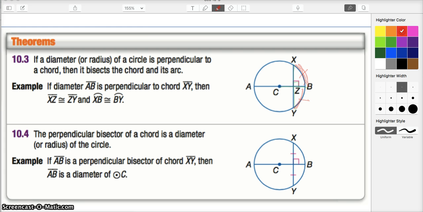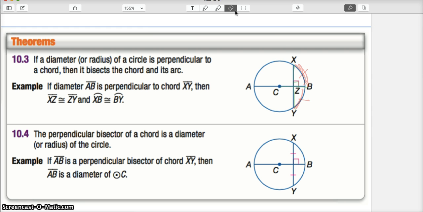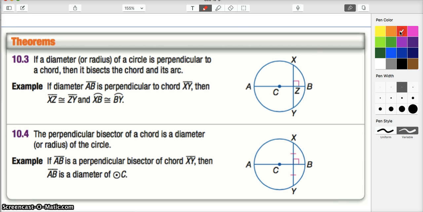Theorem 10.3 starts off and tells us, let me erase my little doodle over here. It tells us if a diameter or radius of a circle is perpendicular to a chord, as we have here, you could say that CB is perpendicular to this chord XY, or the diameter AB is perpendicular to the chord XY. If we have that situation, then the diameter or radius in this case is going to bisect the arc. It's going to cut this arc into two equal parts. So this one and this one are the same.